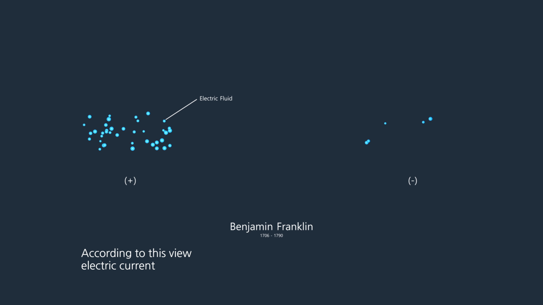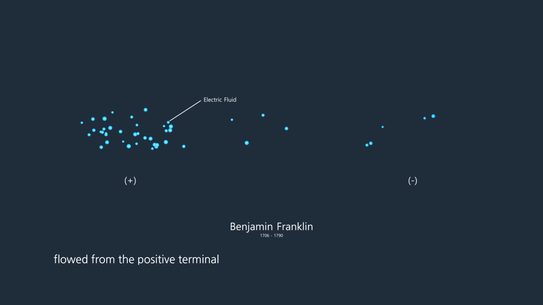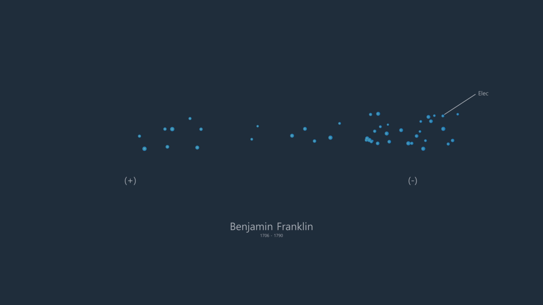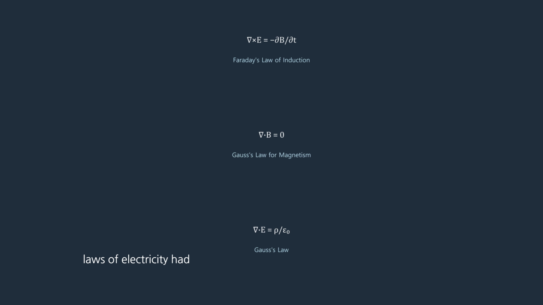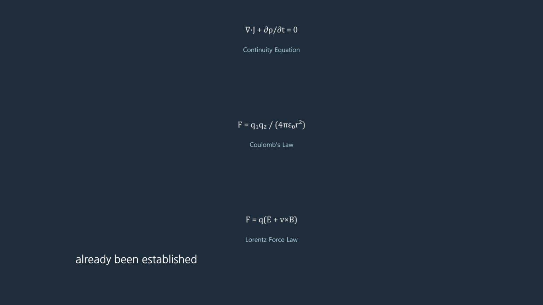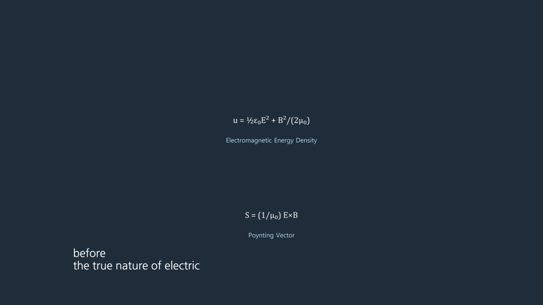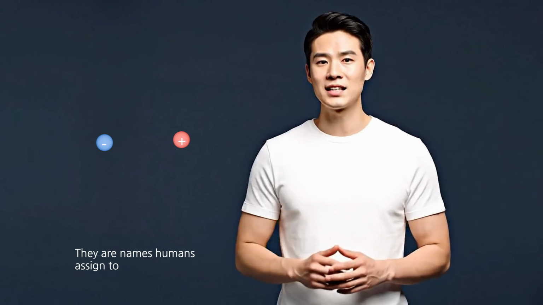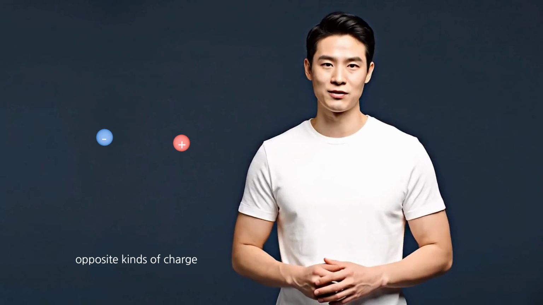According to this view, electric current flowed from the positive terminal, where there was more electrical fluid, to the negative terminal, where there was less. In reality, electrons flow from the negative terminal to the positive terminal. However, for various historical reasons, the original convention has remained in use. The main reason is that many fundamental laws of electricity had already been established before the true nature of electric current was understood. The important point is that positive and negative are just labels. They are names humans assign to distinguish between 2 opposite kinds of charge.